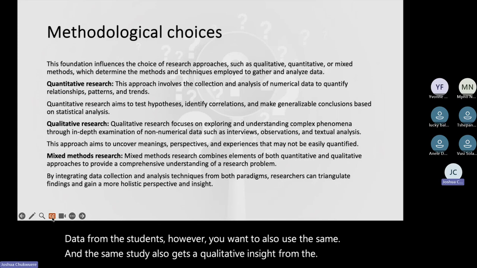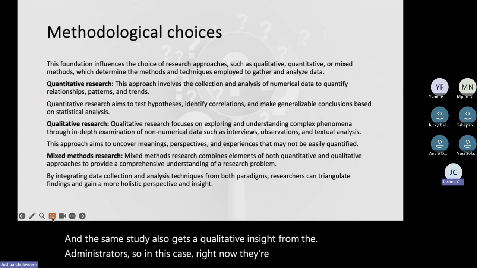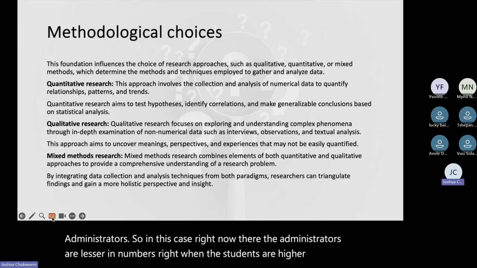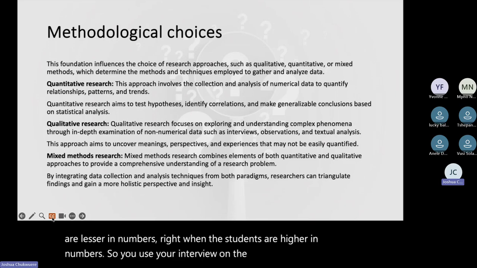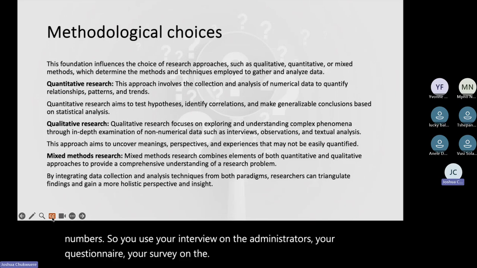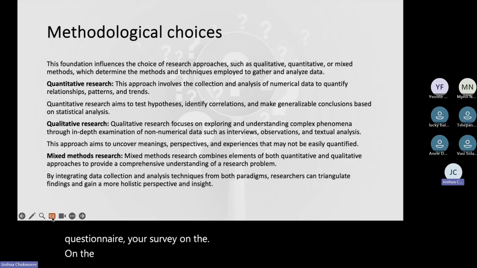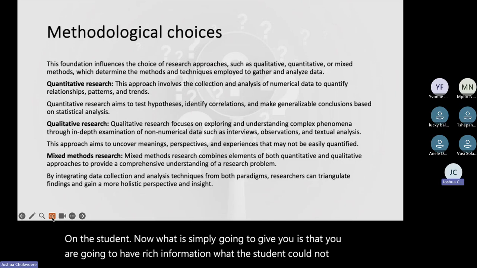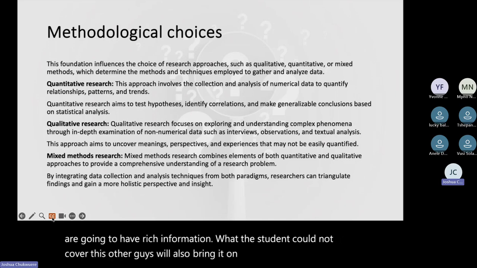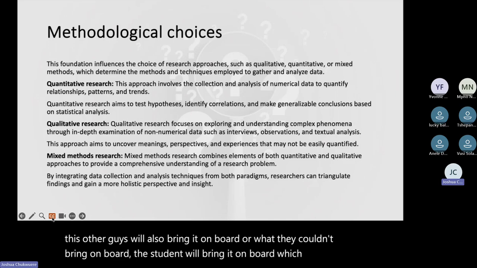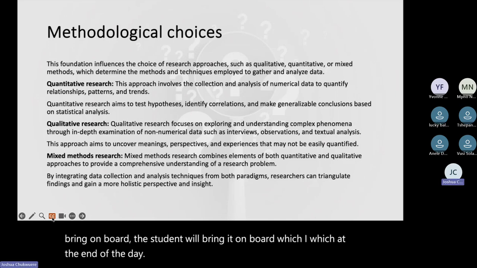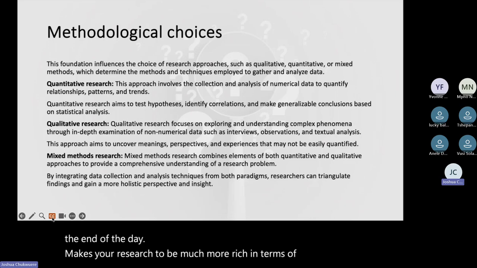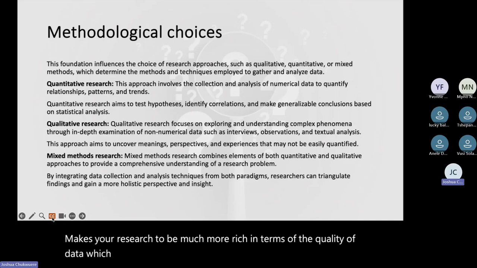administrators. So in this case, the administrators are fewer in number, while the students are higher in number. So you use your interview on the administrators, and your questionnaire, your survey, on the students. Now, what this simply gives you is rich information. What the students could not cover, these other guys will bring on board, or what they couldn't bring on board, the students will bring on board, which at the end of the day makes your research much richer in terms of the quality of data which you will collect.